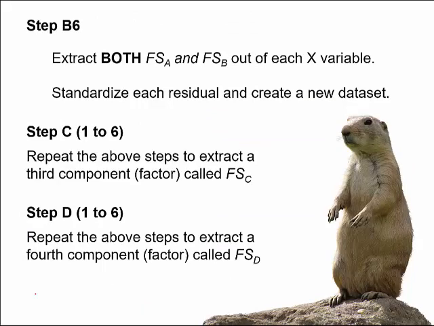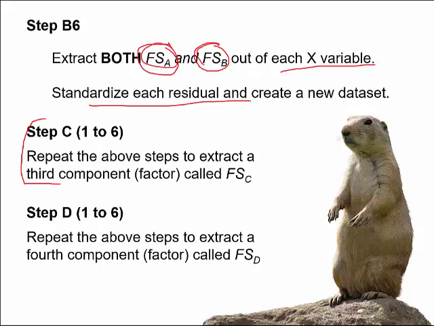Now we're going to repeat this process one more time. So now we're going to extract both factor score A and factor score B out of each x variable. Then we'll have a table of residuals, and I'll standardize those residuals, and I'll then create a new factor, maybe call this factor score C, or component score C if I want to be more precise. I will calculate a new component, a new factor, to explain variance in the residuals of my x variables, all the stuff that couldn't be explained by factor score A and factor score B.